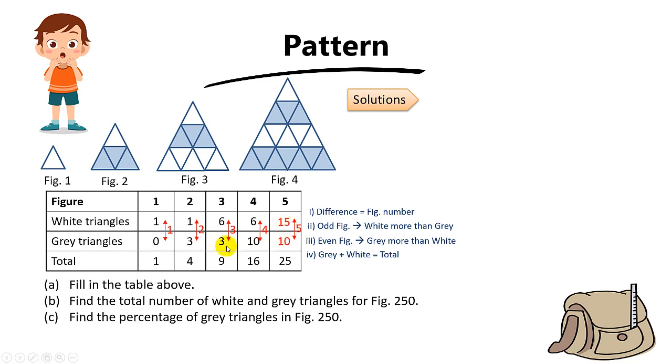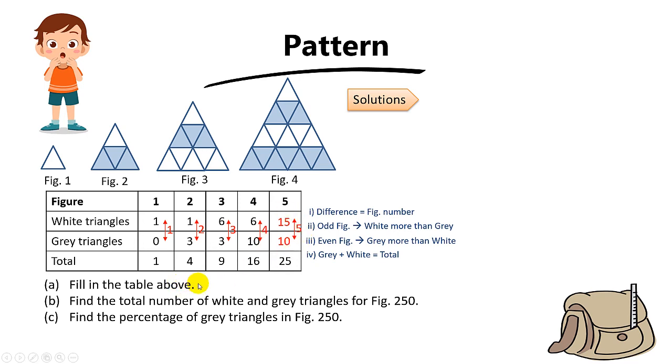On the other hand, you can also spot a pattern over here. You can see that the gray triangles repeats itself. Same thing for the white triangles, it also repeats itself. So obviously here should be 10 because it repeats itself. Then to find the white, you simply do 25 minus 10, you get 15. So that's another way of doing this question also.